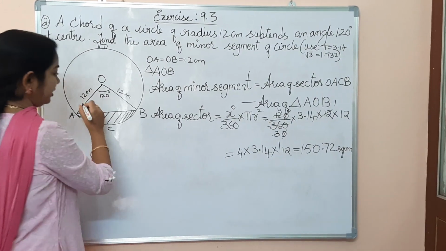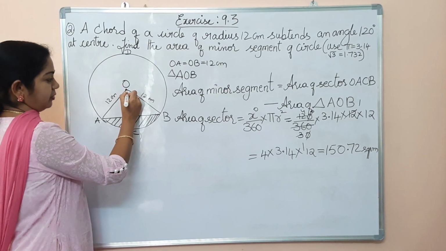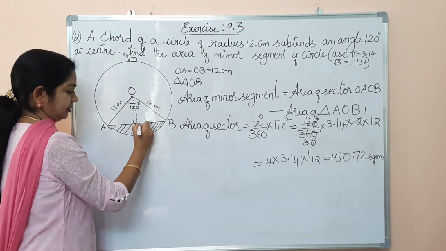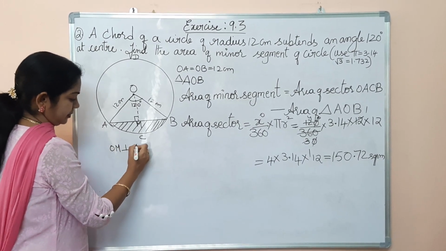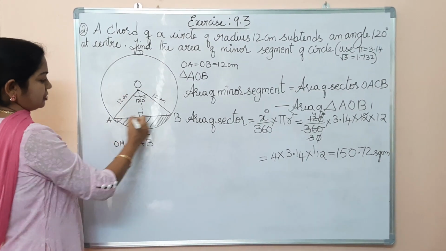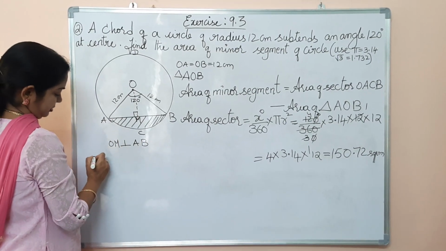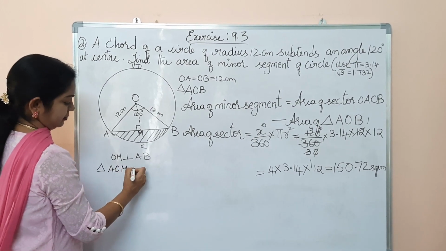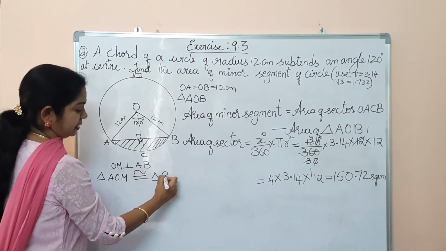Now, to find the area of the isosceles triangle, first I'll drop a perpendicular here. We name it OM. OM is the perpendicular dropped to the chord AB. So if you consider the triangles, the two triangles are found here. Triangle AOM is congruent to triangle BOM.